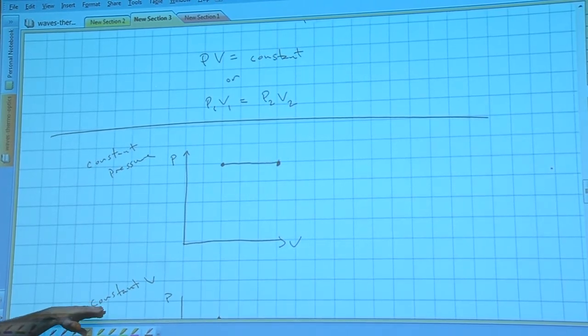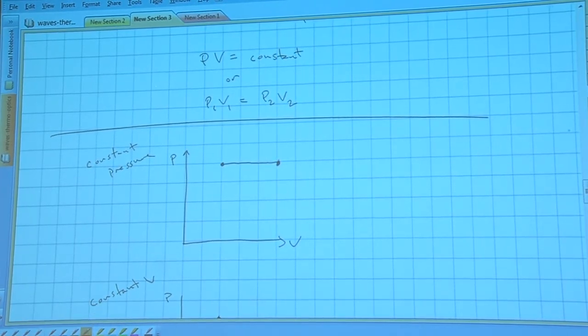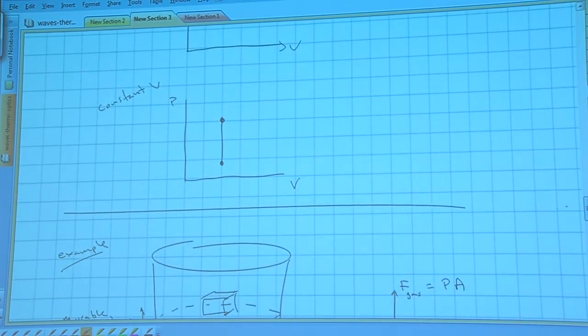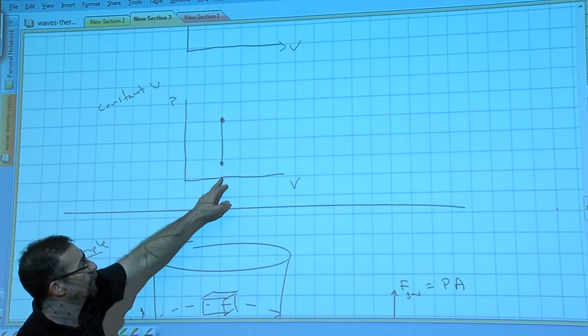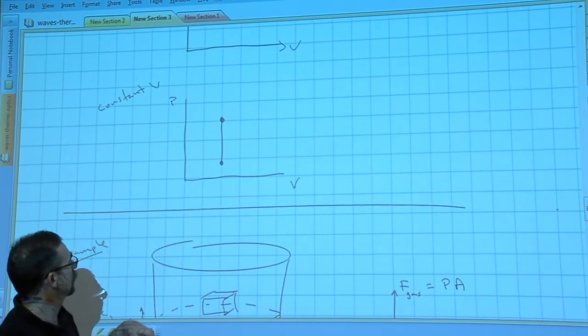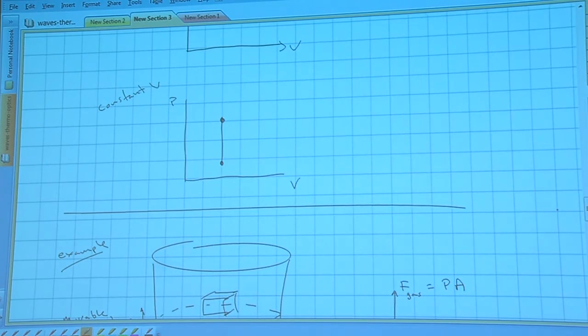If the volume was constant, it would look like this, right? So that's making some sense to you. The volume doesn't change, but the pressure does. How would you go about achieving a constant pressure process? That's one that we often would like to do.